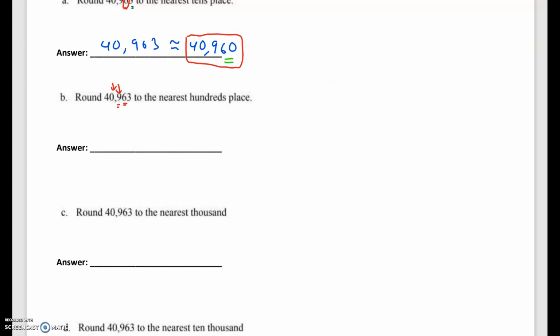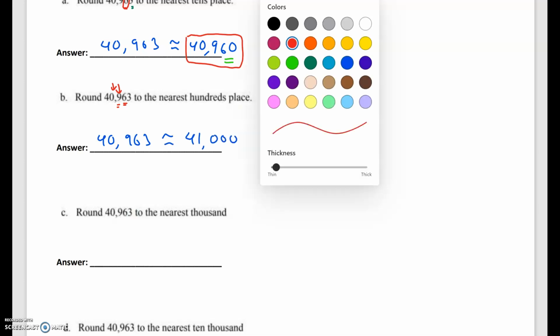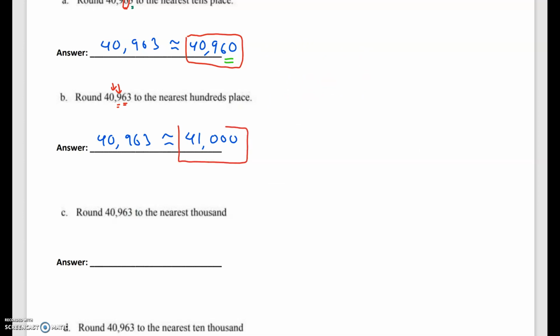So in this case, you would say that 40,963 is approximately 41,000. And once again, this is because of the value to the right of it being a 6. And then rounding the 9 up, it's going to be a 0, but that's going to put this value to a 1.